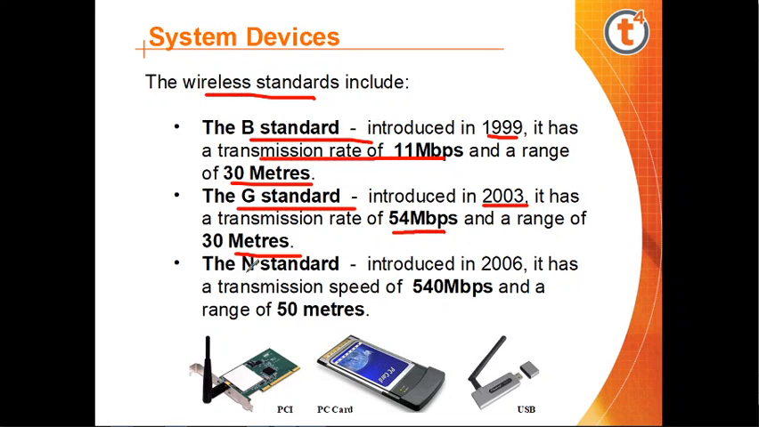Next is the N standard, introduced in 2006. It has a transmission speed of 540 Mbps. The major difference is there, and the range is 50 meters. This also changes.